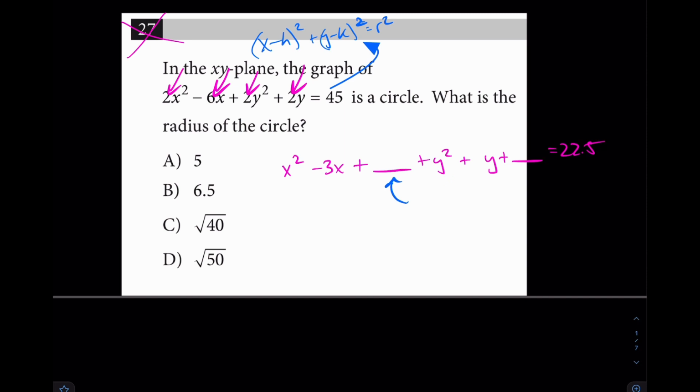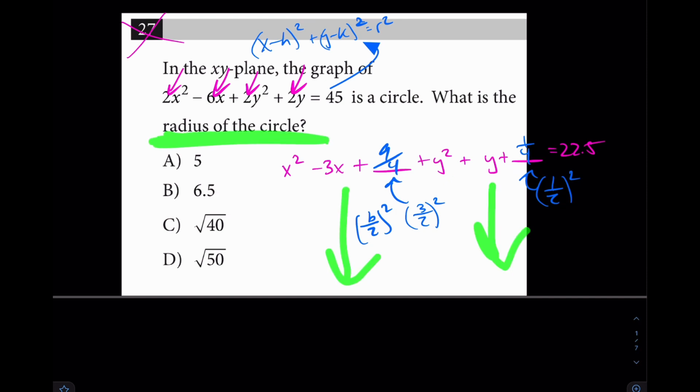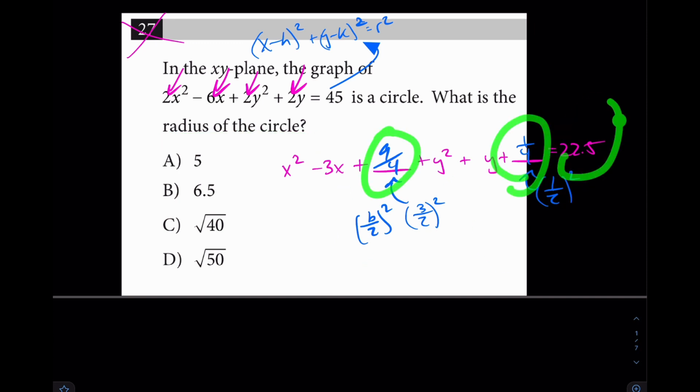So what value are we going to add? Well, (b/2)². Again, (b/2)² tells us that we'll be adding (3/2)², so 9/4. What about this one? This one's going to be (1/2)², so 1/4. Okay, well, at that point, wait a second. They don't actually care about the center of the circle, so you don't even have to factor either of these. But remember, whatever you added to this side, you must add to this side. So in your calculator if you want, or just do it by hand, this is 2.25 and this is 0.25.